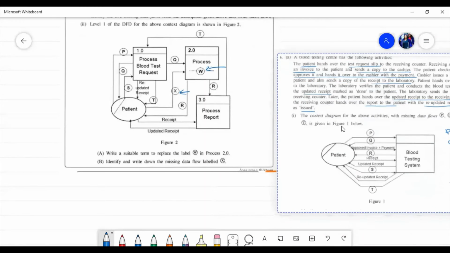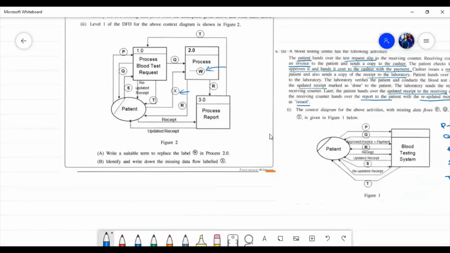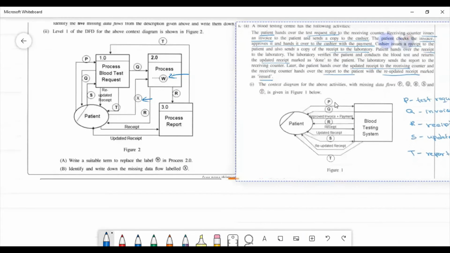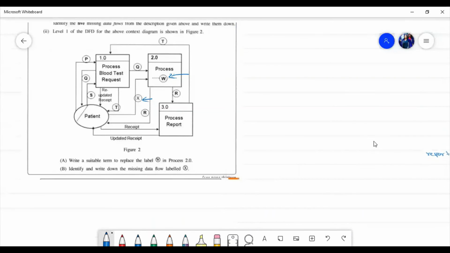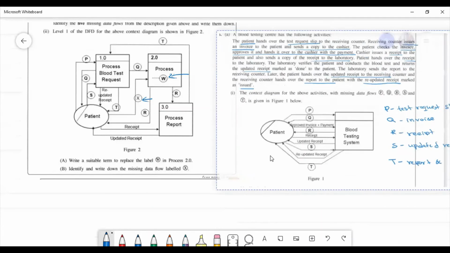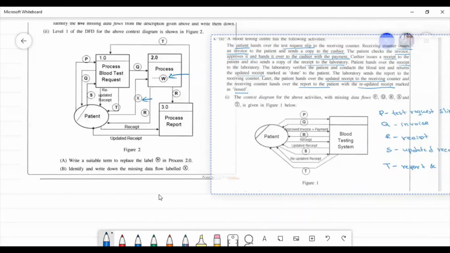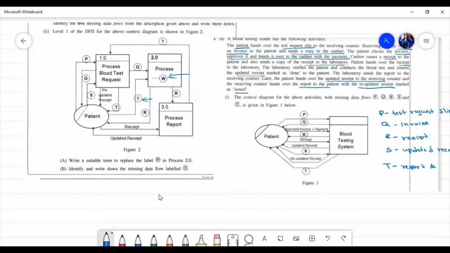Children, can you find out what this W process is? Can you understand? The process blood test request process is there. We need to have another one. What is the W process? The second process that they have taken out. And the third one is the process report.